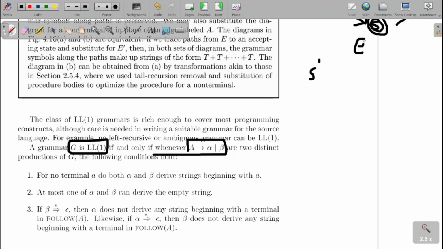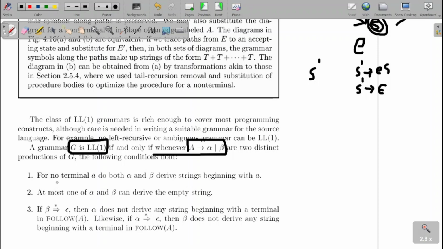We are getting two options over there. One is S' derives ES, the other one is S' derives epsilon. So then we told that the grammar is not in LL(1). How does it happen? Let us check.